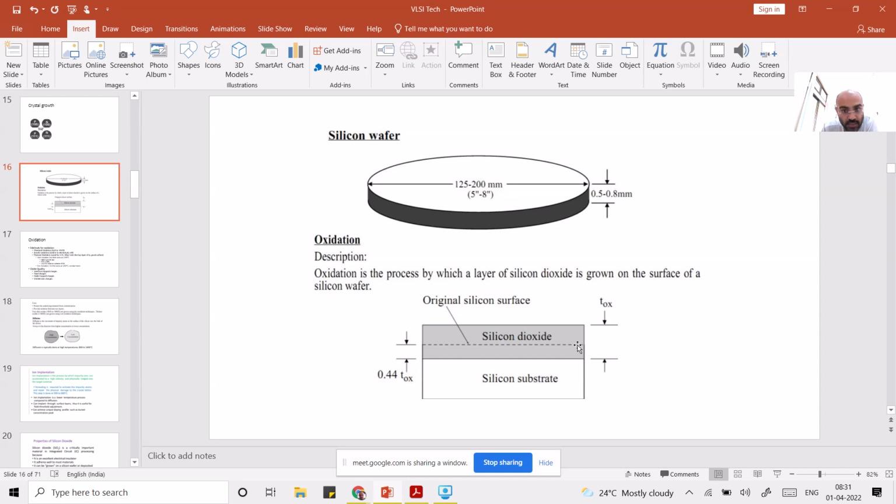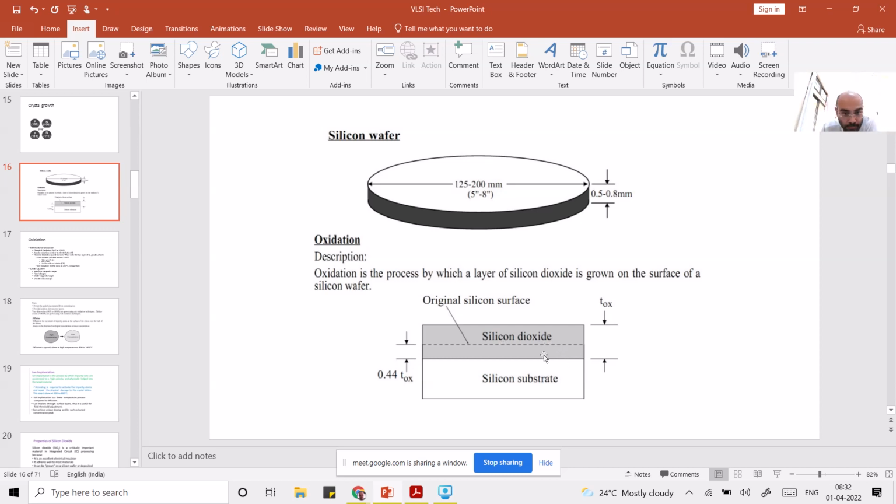Now when you do this thermal oxidation, what happens is this gray region, the light gray region which you can see here, is where you get the silicon dioxide grown, the TOX. Now in this, how much of the surface is eaten up, basically.